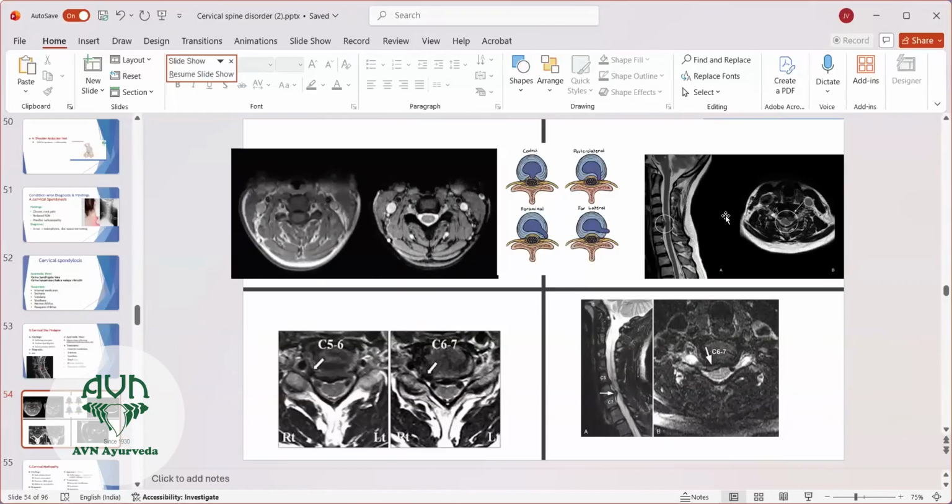So in this MRI, we can see the central protrusion. That means the intervertebral disc is centrally prolapsed and compressing the spinal cord. Here you can see the posterolateral herniation compressing the nerve roots. This is the axial view of the normal intervertebral disc. This is the spinal cord, and these are the spinal nerves, which pass through the intervertebral foramen.